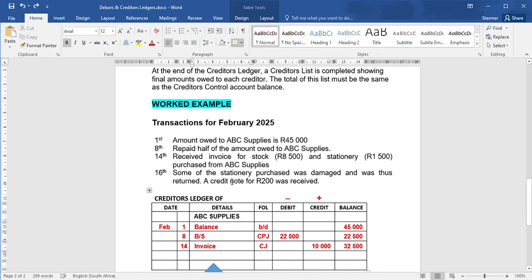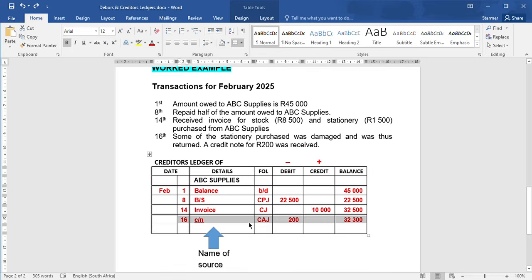And then the last one, some of the stationery purchase was damaged and was thus returned, and a credit note for 200 Rand was received. Okay, when you receive a credit note from a creditor, you're going to decrease the amount that you actually owe. So that's going to be in the minus column. So the balance is now going to go down to 32,300.